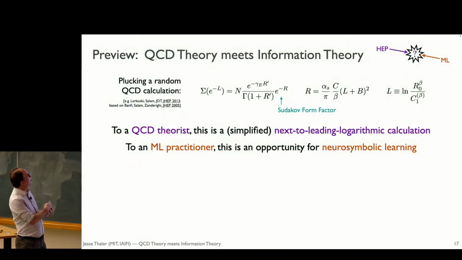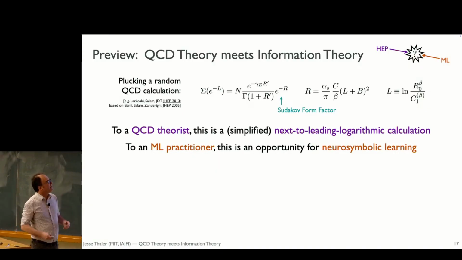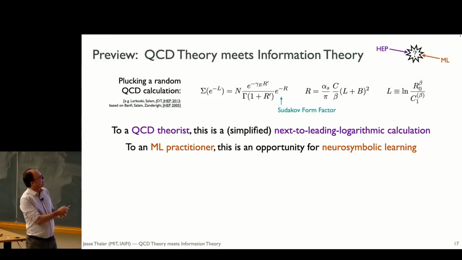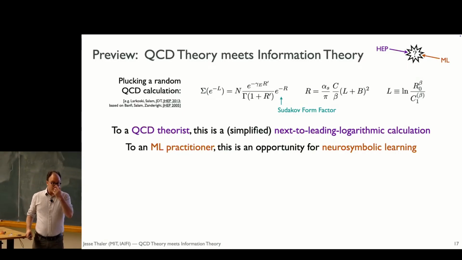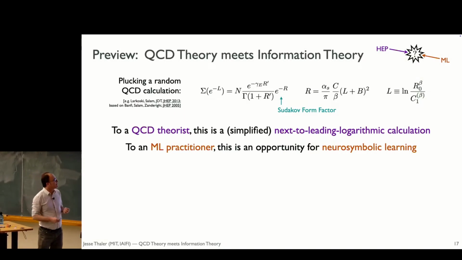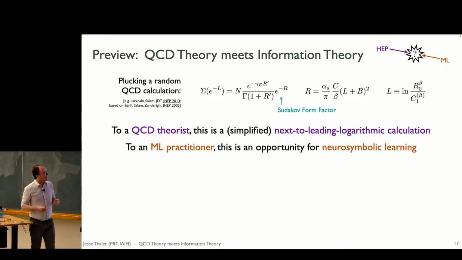But if I just pluck a random QCD calculation from my own work and ask whether it looks like something times the exponential of something else, this is the structure of a next-to-leading logarithmic calculation, where the something is this prefactor, and then the exponential of something else. This whole exponential structure is called a Sudakov form factor. These exponentials are ubiquitous when you're thinking about parton shower matrix element matching, and this will be the type of structure that emerges from the calculation we'll be doing. So to a QCD theorist, this is some next-to-leading logarithmic calculation.